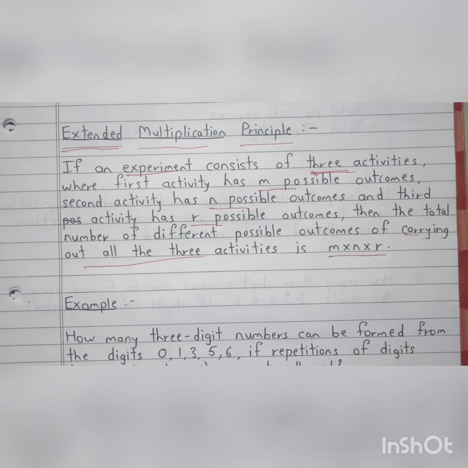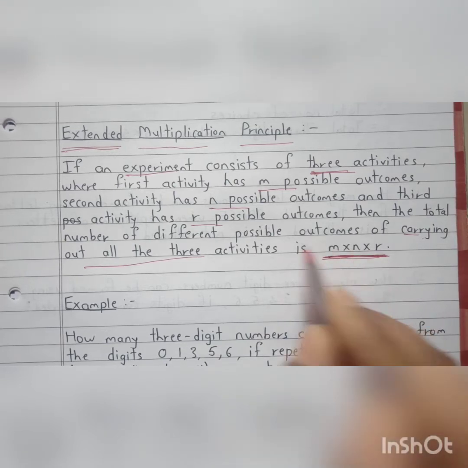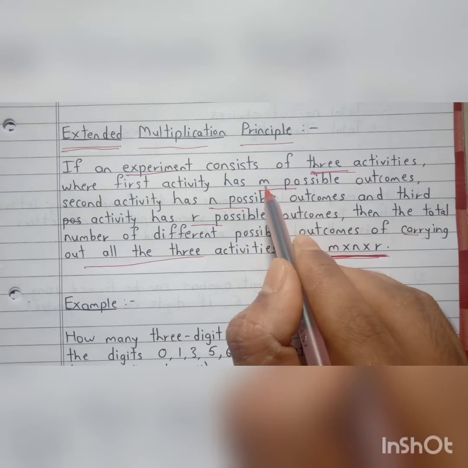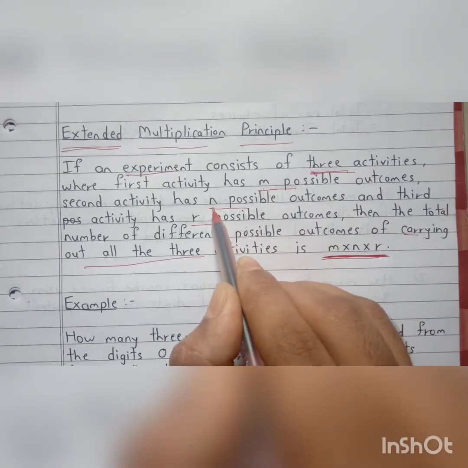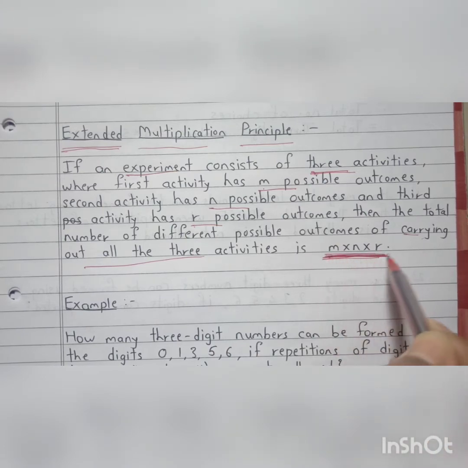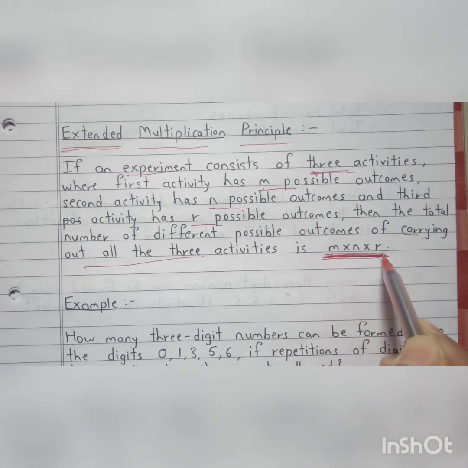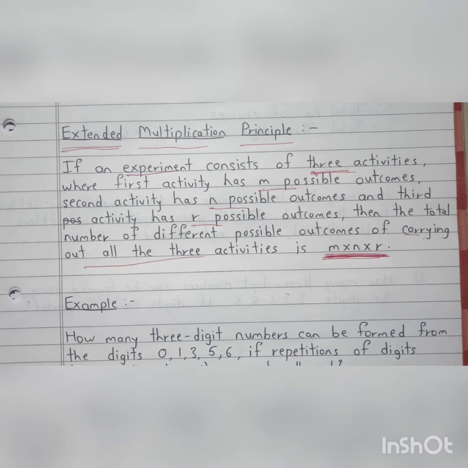If you want to perform all the activities, one after the other, then you have to apply the multiplication principle, and by applying it, the final number of outcomes will be the multiplication of all possible choices. So here there are three activities. For the first activity there are M ways, for the second activity N, and for the third activity R. So in the final answer, we are multiplying the number of choices, and we get the final answer as M into N into R. Okay, this is the extended multiplication principle. I hope you have got it.